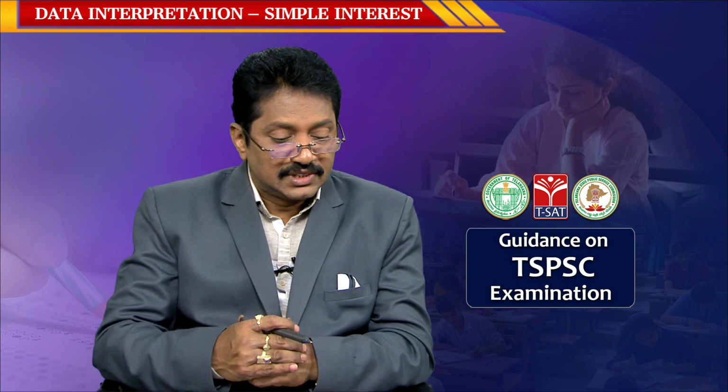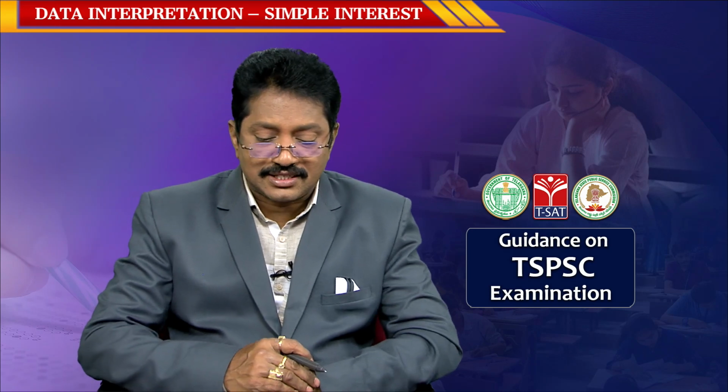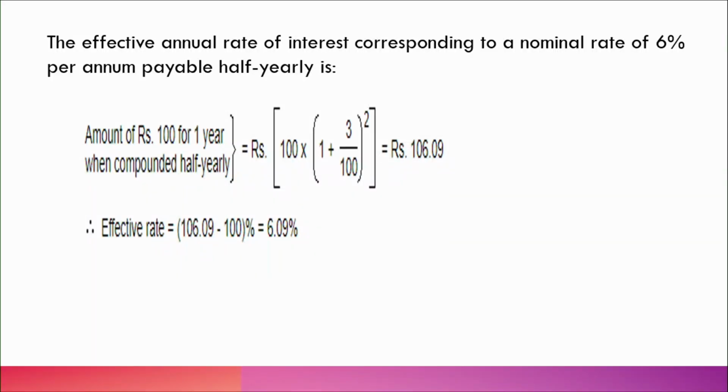Okay, next. The effective annual rate of interest corresponding to a nominal rate of interest 6% per annum payable half yearly. The rate is given as half yearly. So the effective annual rate of interest, how much is it? Corresponding to a nominal rate of interest 6% per annum, payable half yearly. The rate of interest is 6%.